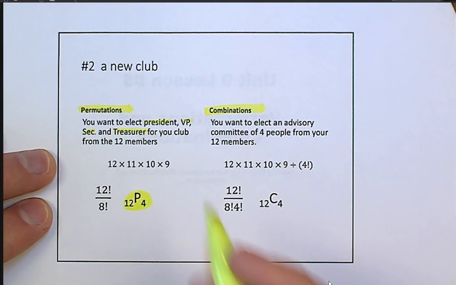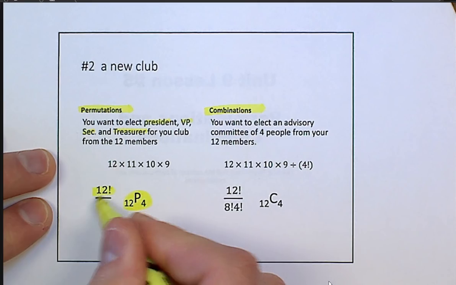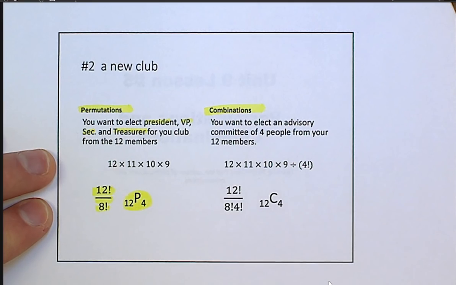You could do it this way in your calculator. You could write it as 12 factorial over 8 factorial, whatever way you choose to get your answer.